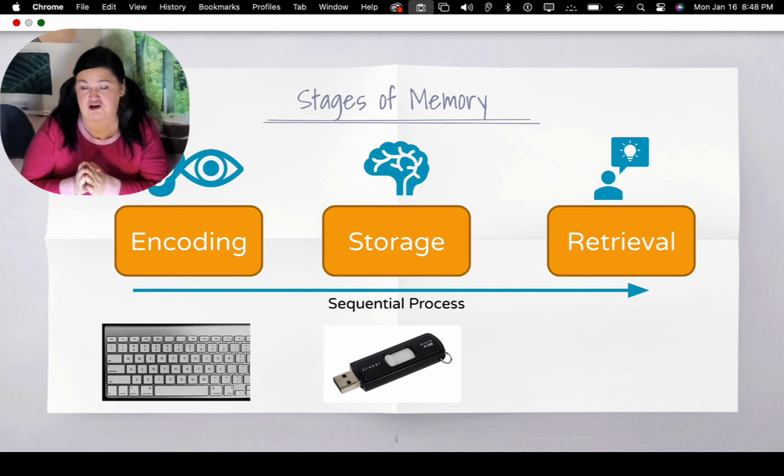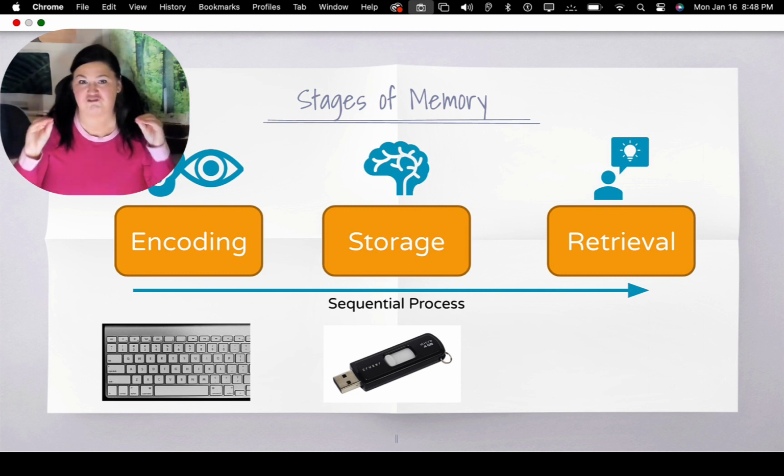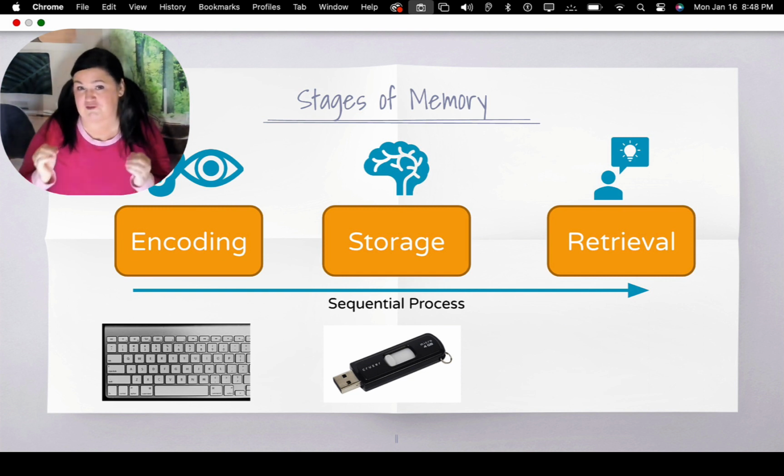So let's say you're working on your essay, okay? Encoding would be you typing it up, right, the extended essay, and the storage would be you saving it to, say, a flash drive. Once you have saved it to your flash drive, you might save it on a backup to your hard drive or your computer, and then maybe just to be safe, you might email it to yourself too. You have saved it in multiple places, right? Well, that's kind of the same way that memory works in terms of how permanent that memory will be. So that's all about the storage of a memory.